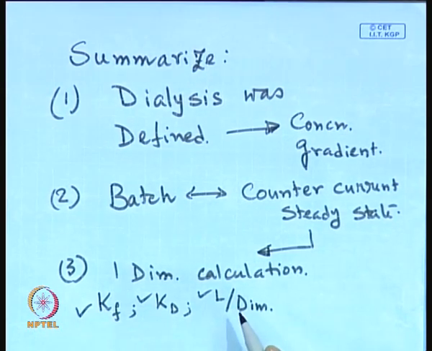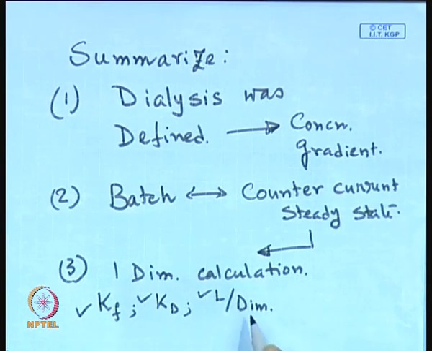But among these three quantities, it will be easier to calculate Kf and Kd because the Sherwood number correlations are available to you. So, one can use the operating conditions on the feed side and the dialysate side, and the geometries of the feed chamber and the dialysate chamber, to easily find out the mass transfer coefficient on the feed side as well as on the dialysate side.